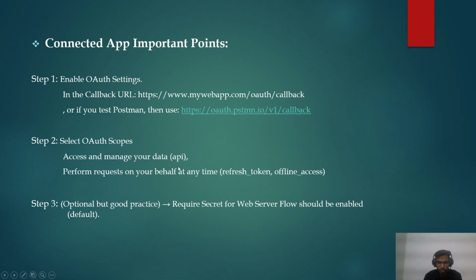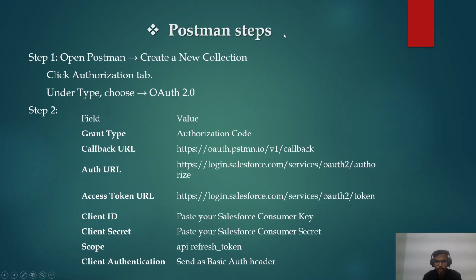You can give the two scopes. The third option is optional, but good practice. Require secret and web server flow should be enabled. This checkbox is enabled, but it's not mandatory. Okay, the Postman step setup: open Postman, create a new collection, click the authentication. I will show in a live demo.